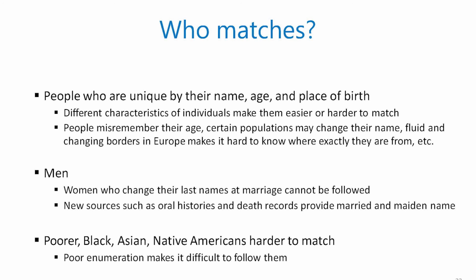Right? So people misremember their age. Certain populations change their names, right? They Americanize their names over time. There's fluid and changing borders in Europe during this time. A lot of immigrants are in the United States because there were a lot of changing borders during this time. That makes it very difficult to know where they're actually from, right? If you're born in Poland, you may not necessarily know if you're from Prussia or from Russia or something like that. And so it's really hard to actually report where you were born, right?